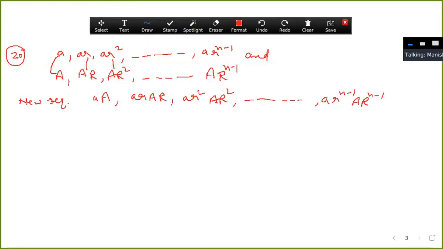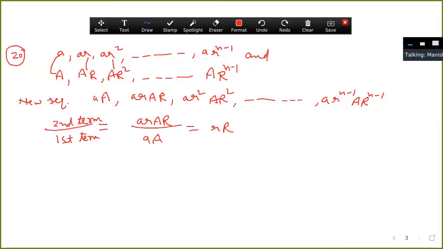It means second term divided by first term. What you will get? That is ar times capital AR, upon a into capital A. What you are getting? Only r and capital R.